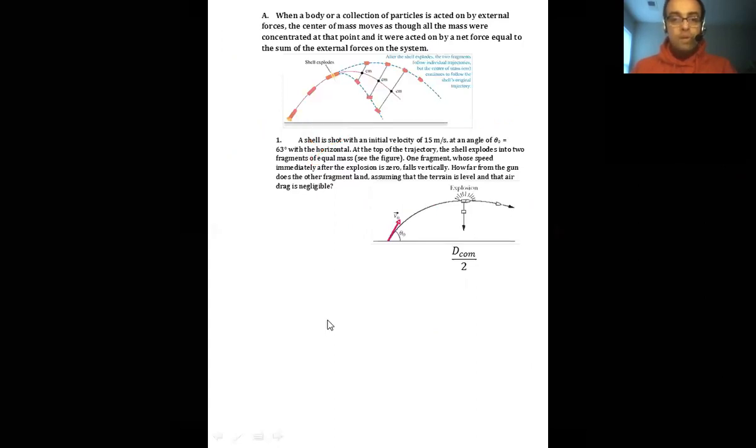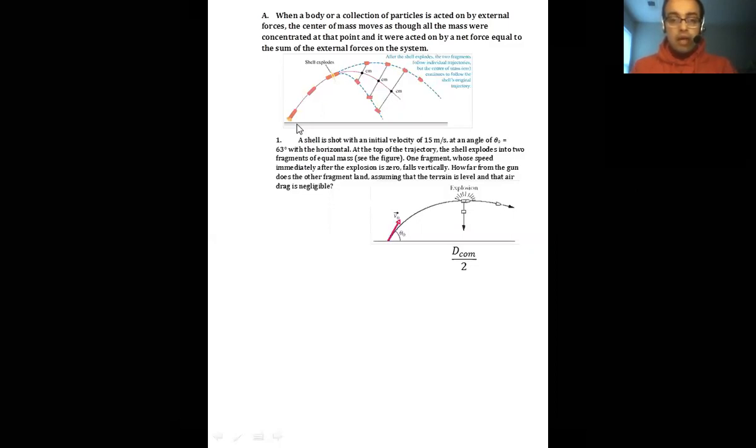All right? So let's go ahead and apply what we've learned about the center of mass. When a body or a collection of particles is acted on by external forces, the center of mass moves as though all the mass were concentrated at that point, and it were acted on by a net force equal to the sum of the external forces on the system.